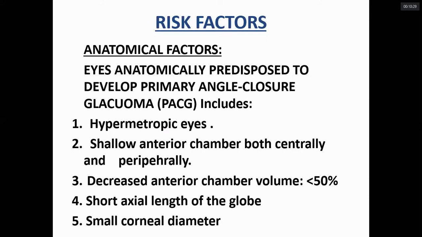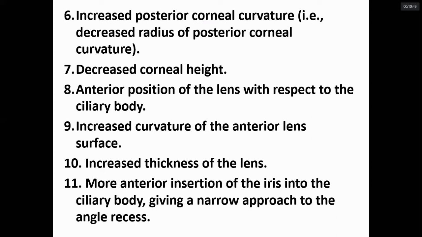These types of eyes are hypermetropic eyes, with a shallow anterior chamber both centrally and peripherally, decreased anterior chamber volume that is less than 50%, short axial length of the globe, small corneal diameter, increased posterior corneal curvature, that is reduced radius of posterior corneal curvature, decreased corneal height, anterior position of the lens with respect to the ciliary body, increased curvature of the anterior lens surface, increased thickness of the lens, and more anterior insertion of the iris into the ciliary body, giving a narrow approach to the angle recess.